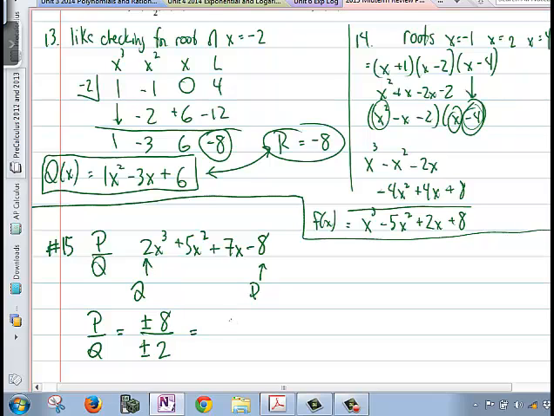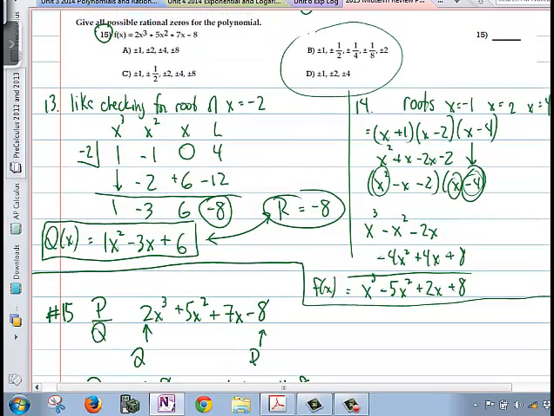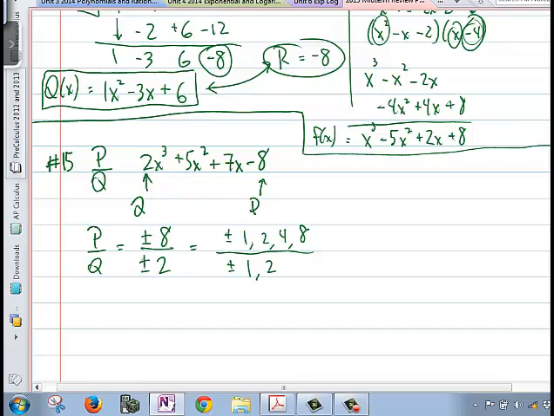You simply write it out as plus or minus 1, 2, 4, 8, all over plus or minus 1, 2. Looking at the answers, now you have to simplify that because they're all in simplified form. So I've got to write out all my possibilities. You consider just dividing everything by 1 first. So I'll list them out.